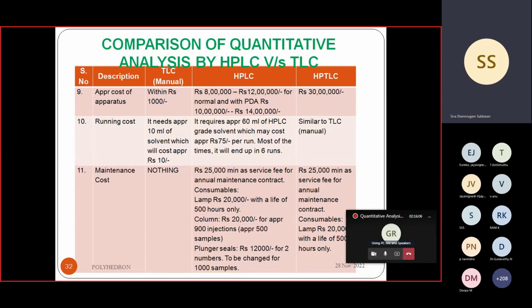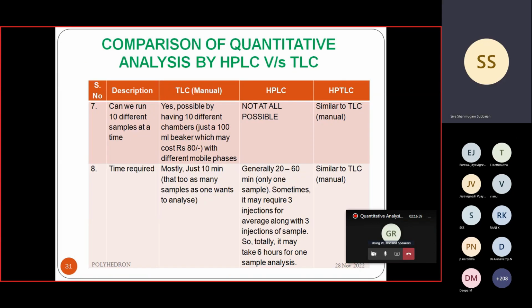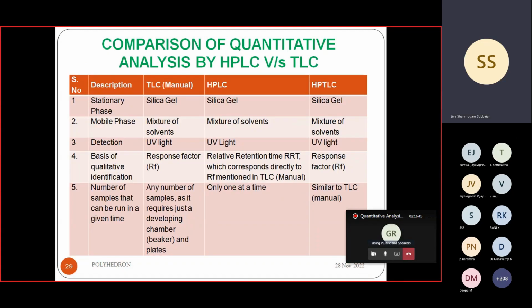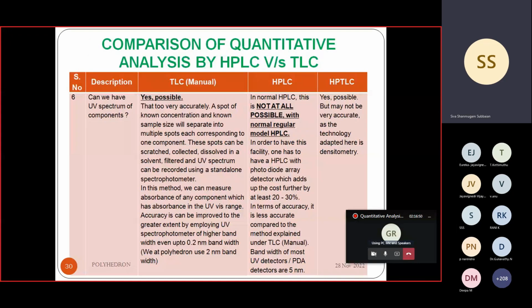Then lamp cost: if you want an ideal system, the lamp has to be changed every 500 hours. The lamp cost, I judge, will be 20,000, and a column is easily 20,000 rupees. The column is to be changed every 900 injections. The plunger seal cost is a rough figure, as I don't have the accurate cost. It will be around 12,000 rupees for 2 numbers because it has reciprocating pumps, and as per my understanding, it is to be changed every 1,000 samples. With these things, I leave the choice of deciding which one is better, TLC or HPLC. For my choice, I opt for TLC, and we are running a very good laboratory.